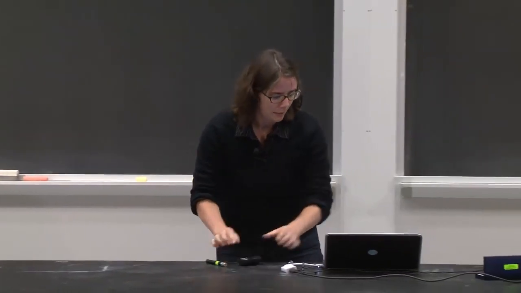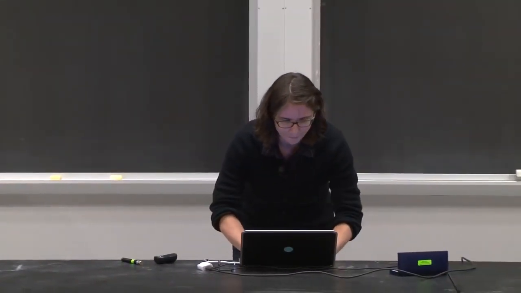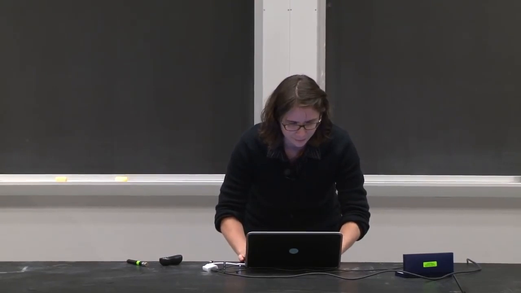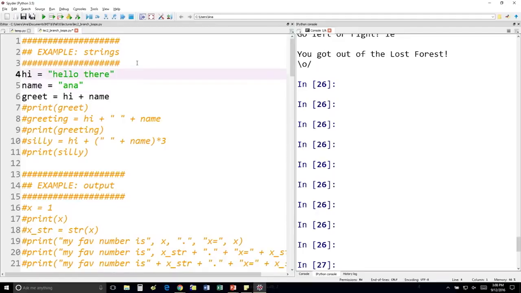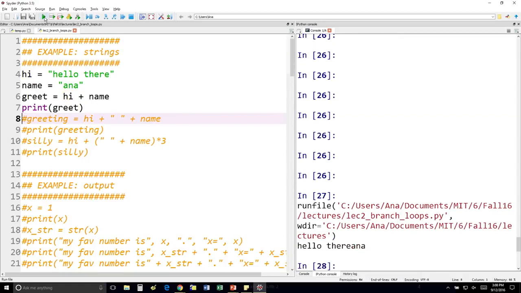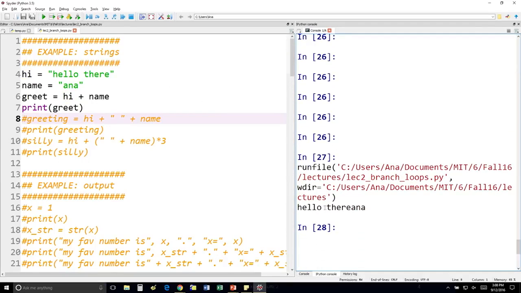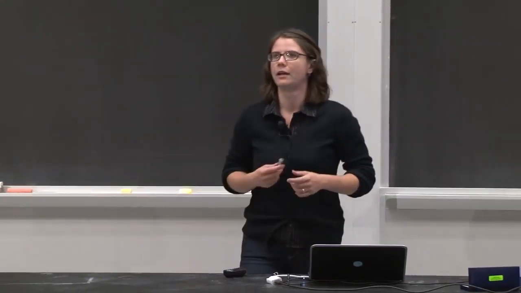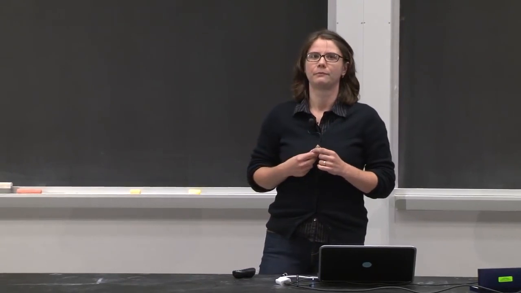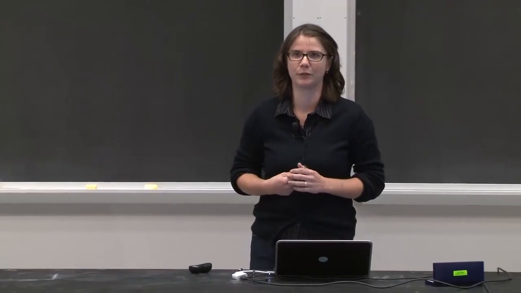Okay. I'm going to switch to Spyder. And this is just that example from the slides. So let's see what happens. So I have the variable hi, the variable name, and I'm just concatenating those two together, and then I'm going to print that out. So if I run the code, notice it prints out hello there Anna. Right? There's no space. And there's no space because the concatenation operator, the plus, doesn't add any spaces implicitly. So again, another example of the computer just doing what it's told.